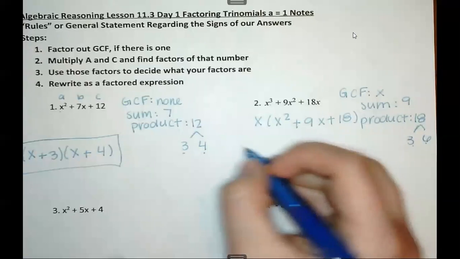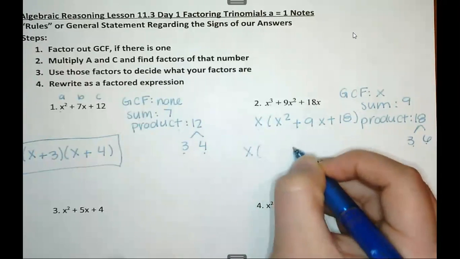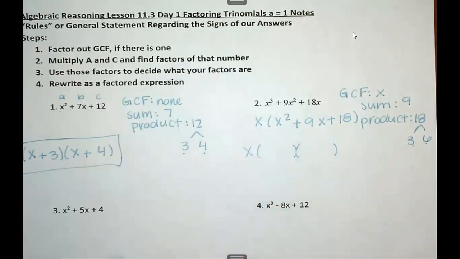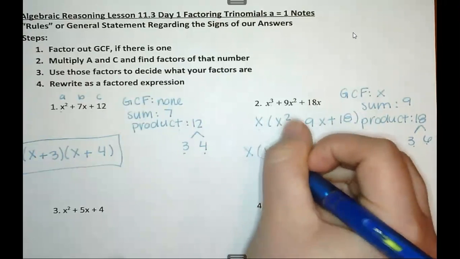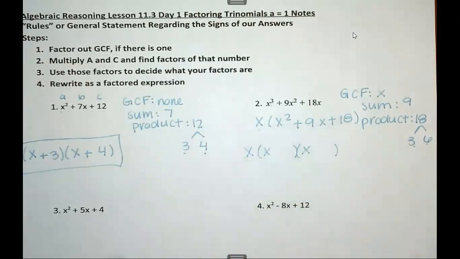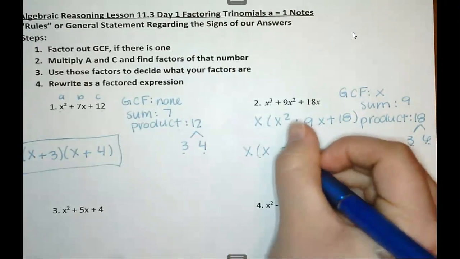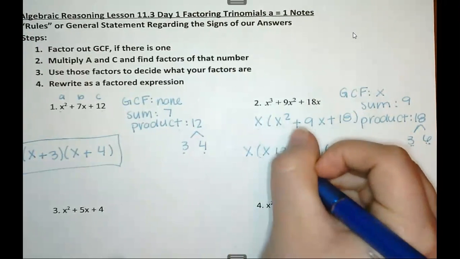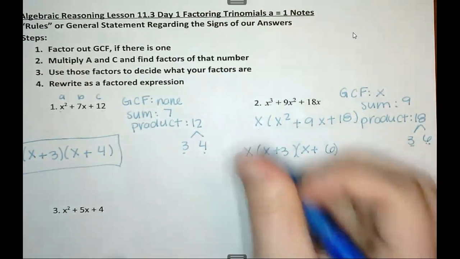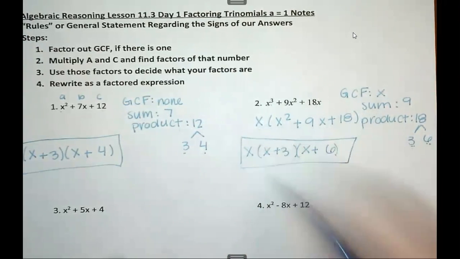Don't forget, you have to keep your GCF out in front, and then you make your 2 sets of parentheses. The front of your parentheses will both have an X, and then you're going to have a 3 and a 6, and they are both positive, so we put in plus signs. And there's our answer.